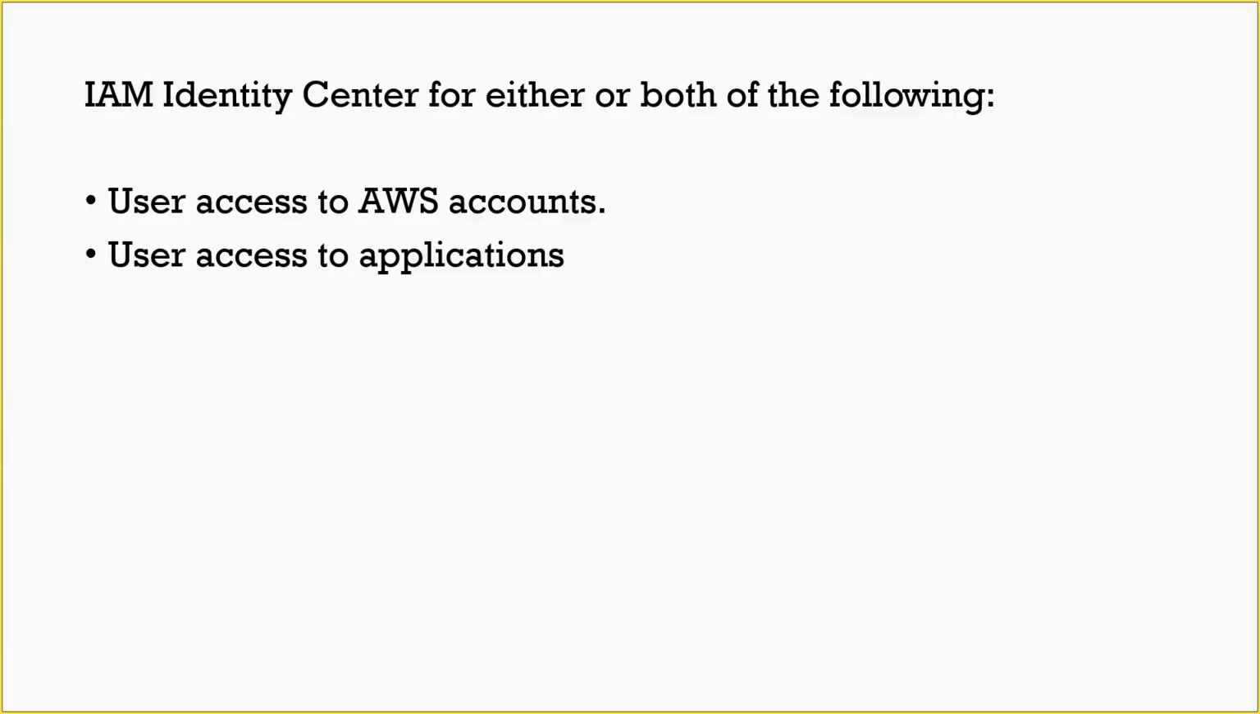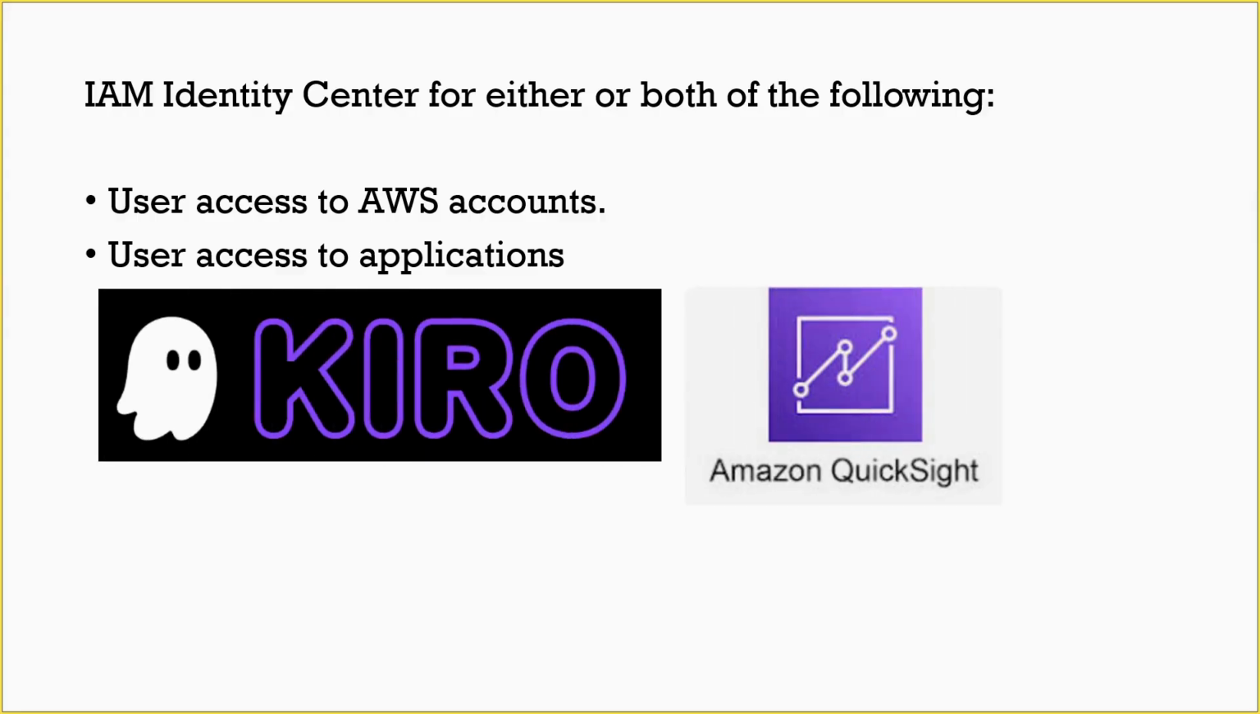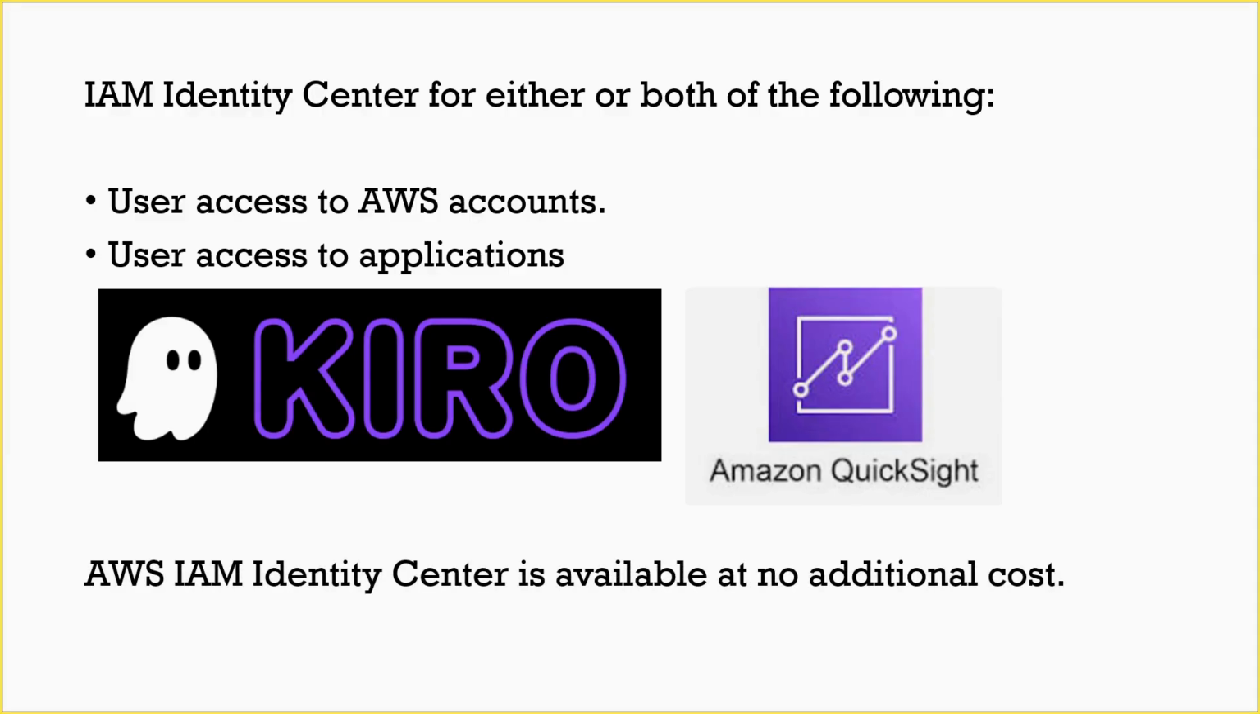Well, AWS IAM Identity Center allows us to centrally manage and simplify access to multiple AWS accounts and AWS applications such as AWS Kiro, Amazon QuickSight, AWS Builder ID applications, and third-party applications like Salesforce, Slack, Datadog, and many more. A quick pointer here: AWS Single Sign-On, AWS SSO, was renamed to AWS IAM Identity Center. So if someone says AWS SSO or IAM Identity Center, they are referring to the same application. Another good thing is that AWS IAM Identity Center is available at no additional cost.